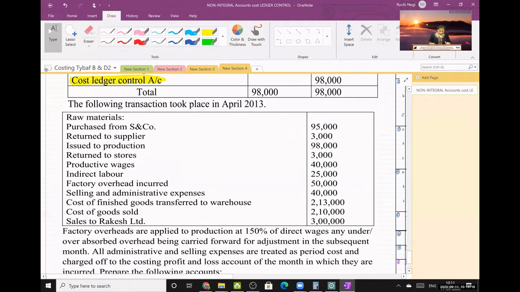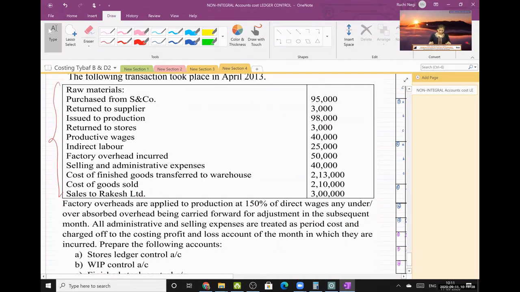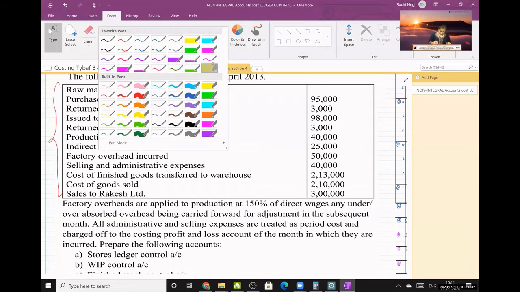So these are the probable transactions. Here are the journal entries, it will start from here. Following transactions took place. Below some information is given. Some information is there. Let me highlight that information for you.